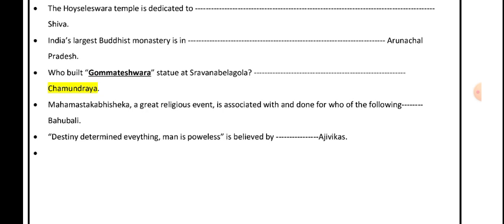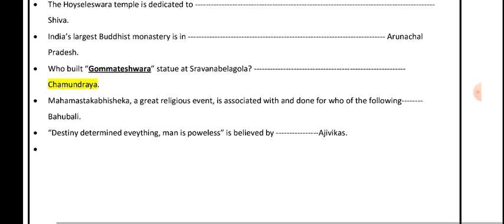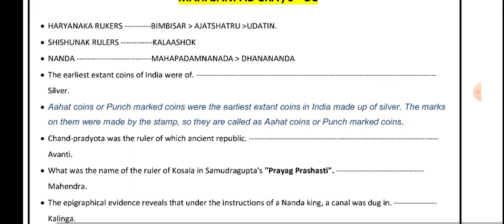Mahamastakabhisheka, a great religious event, is associated with and done for whom? It is done for Bahubali. "Destiny determined everything, man is powerless" is believed by the Ajivikas.